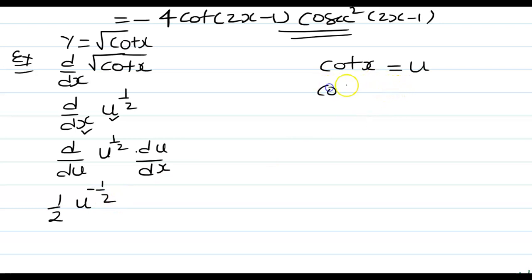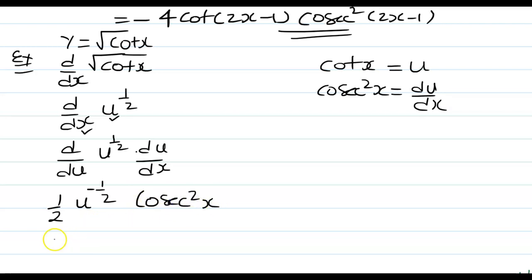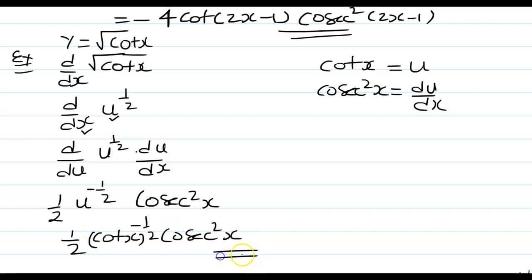So du over dx will be minus cosec square x. So your final answer will be minus half, and u is cot x, so cot x to the power minus half, and if you want, you can put it in a bracket, times cosec square x. That is your final answer. Let's go for another question.